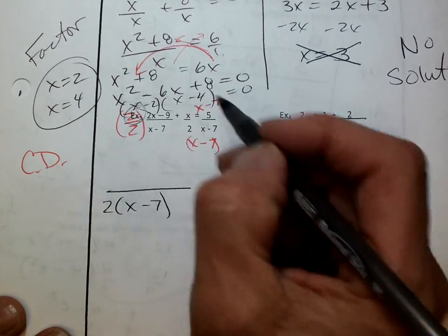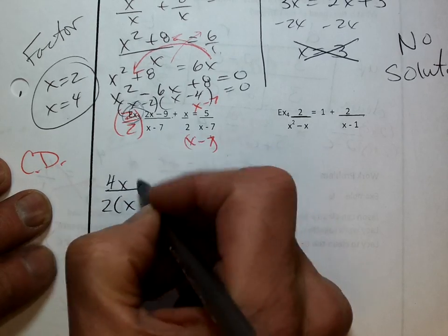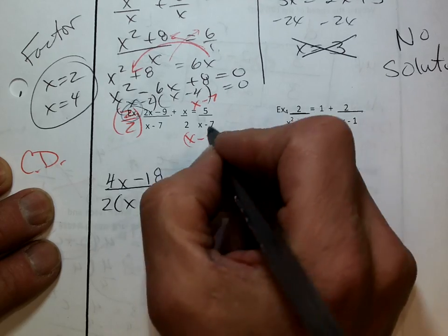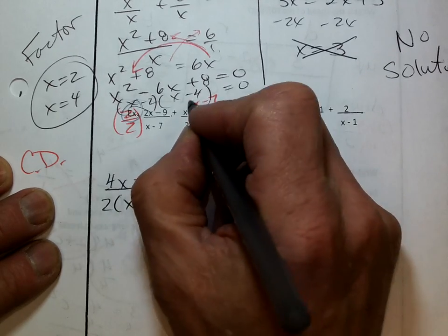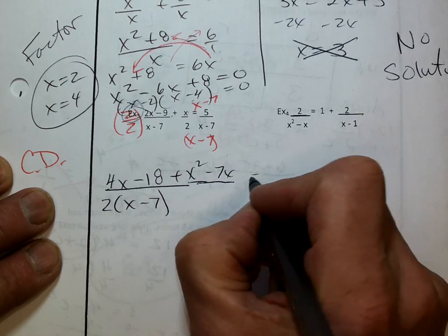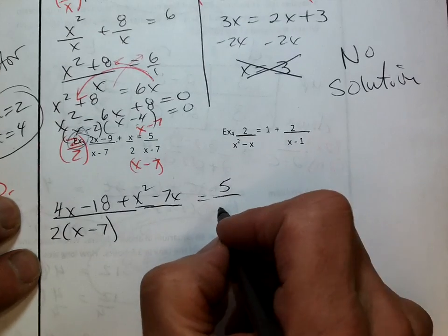On the top, called the numerator, we'll have a 4x minus 18 plus an x squared minus a 7x equals a 5 times an x minus 7.